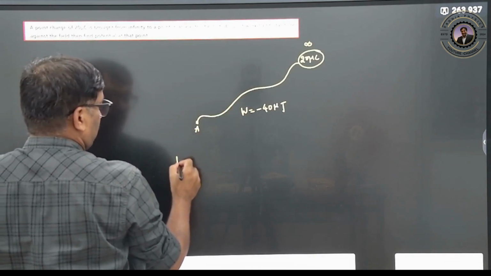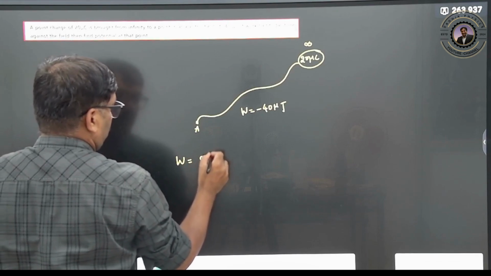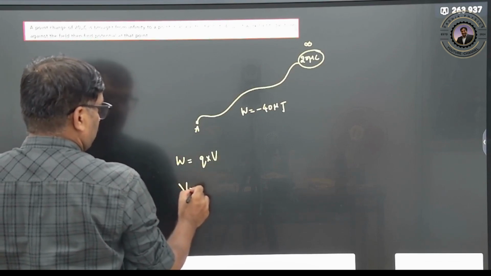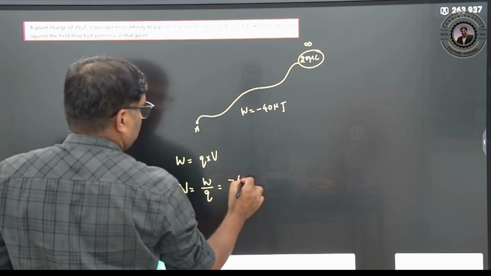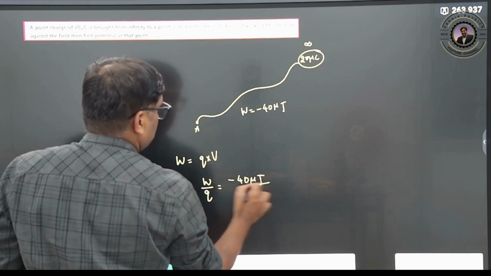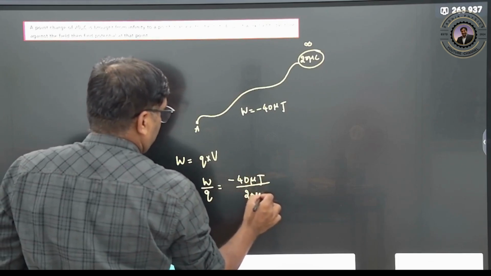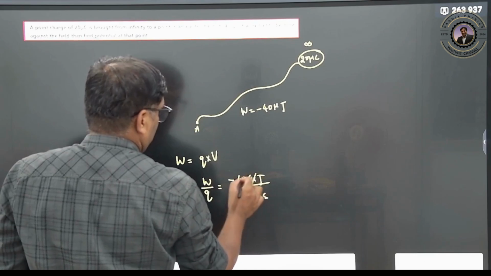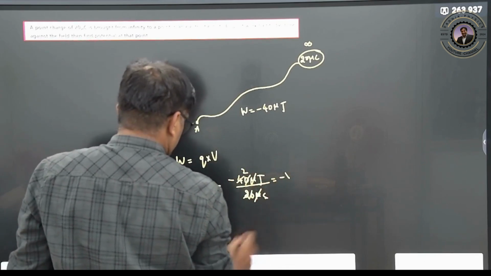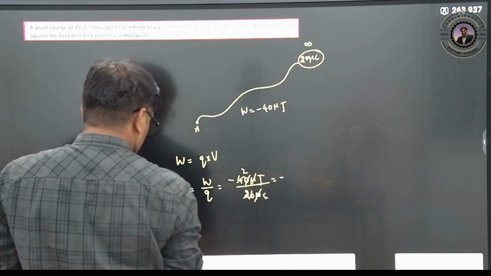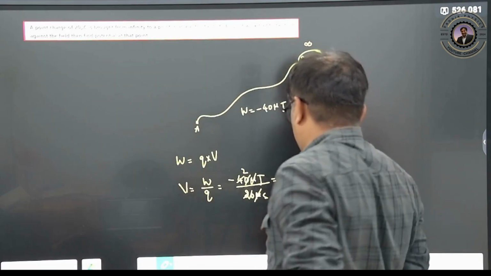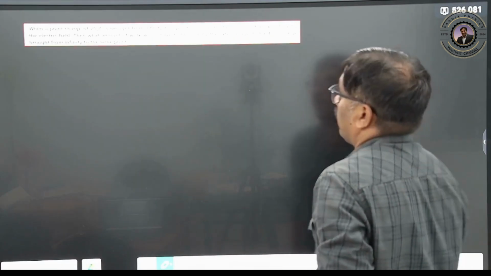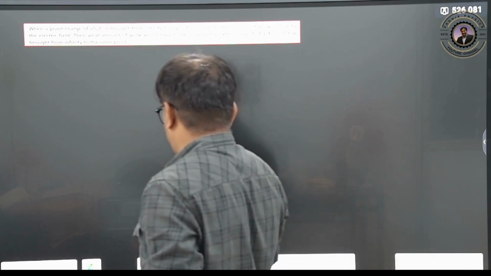Work done is given as Q into V, so V is equal to W by Q. What is W? Minus 40 microjoules by 20 microcoulomb. Therefore it is minus 2 volts. Now let us do one more question here.